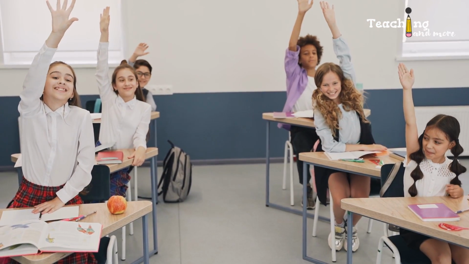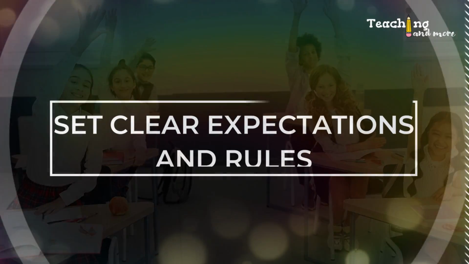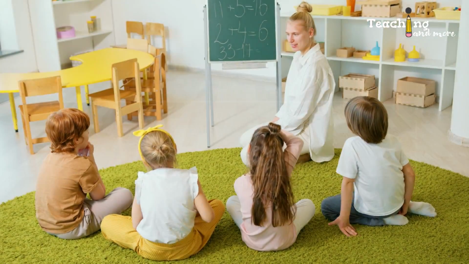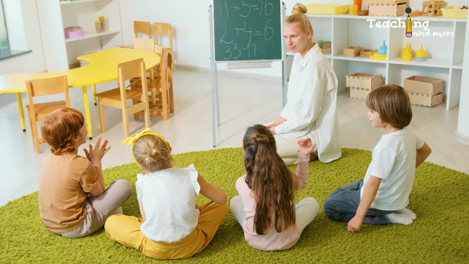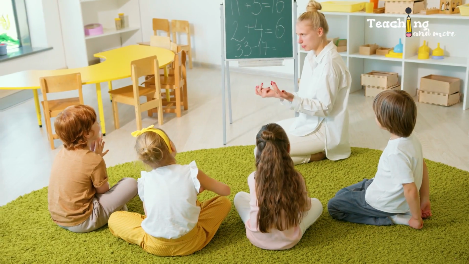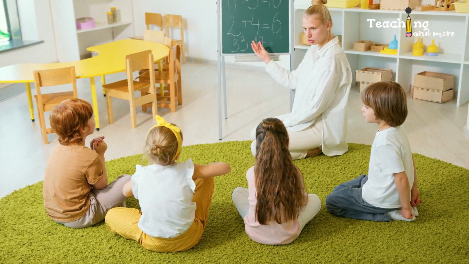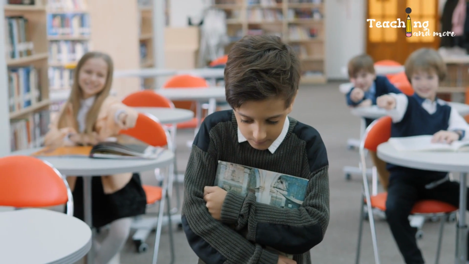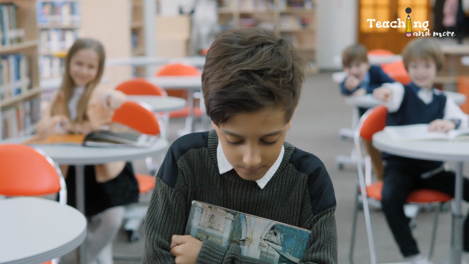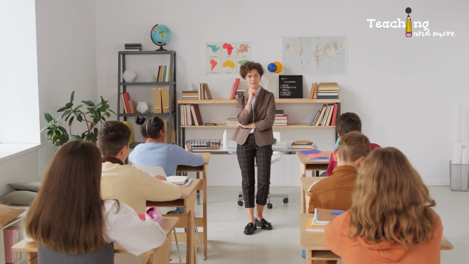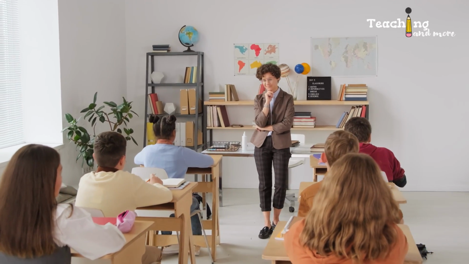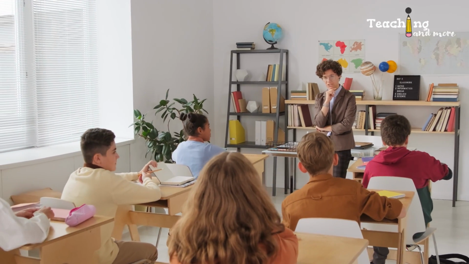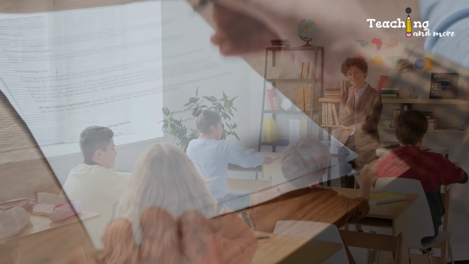Number 2, set clear expectations and rules. It is a common practice to have the first few meetings of each school year allotted for this one. Never miss this opportunity. If you skip this part, be prepared for behavioral challenges ahead and maybe all throughout the school year. Make sure students know what is expected of them and what the consequences will be for misbehavior. This could include creating a classroom management plan that outlines the rules and consequences for breaking them. It is important to be clear and concise when setting expectations and rules and to be consistent in enforcing them.